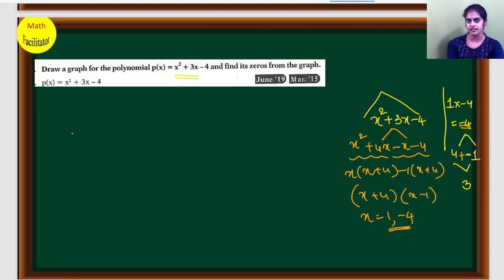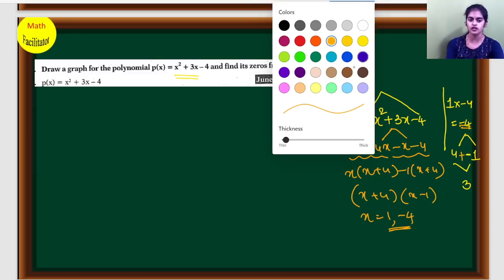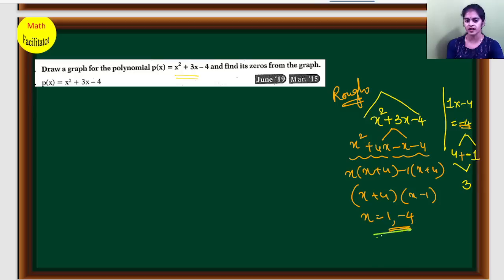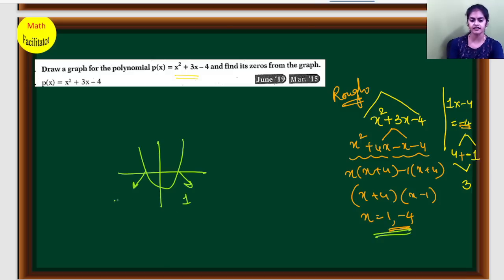While taking the table of values, this is the first step you do in your rough work. After doing this, you should see to it that you include these two values, 1 and minus 4, in your table of values. Because the graph will cut the x-axis exactly at the 2 zeros. One zero is 1 and the other zero is minus 4.